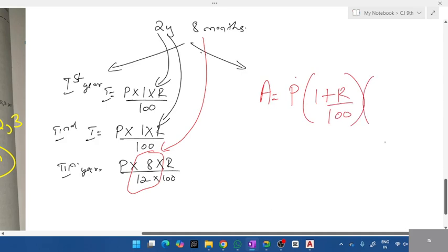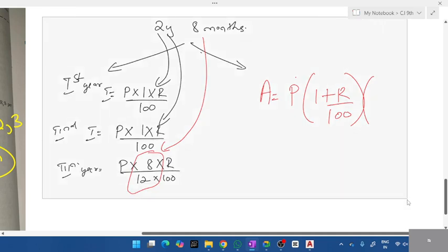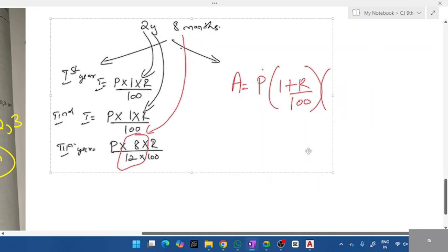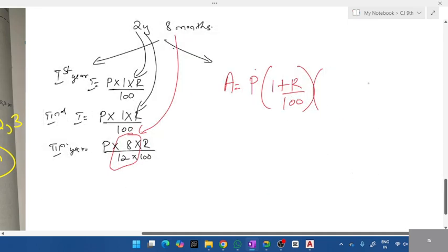Total how many years do you have to show? 2 years, 8 months, right? Look here: 1 plus R by 100. So this is the first year. Look, both are the same. Look how they are related.